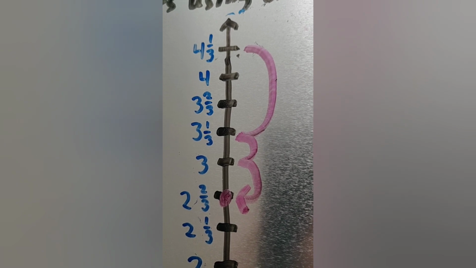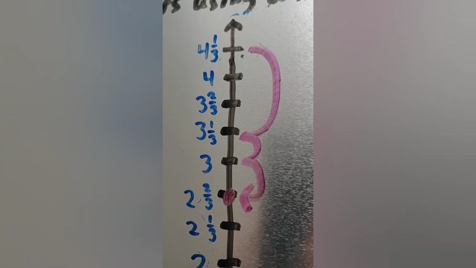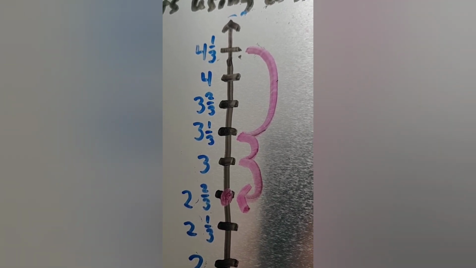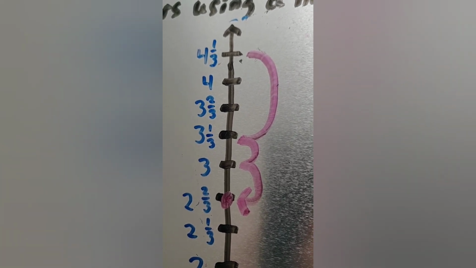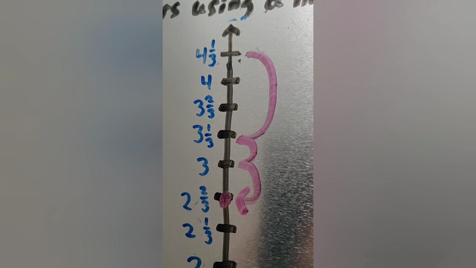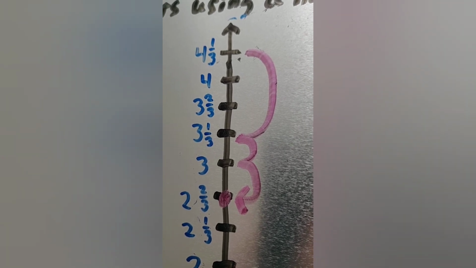And now we just have to subtract another 2/3, or go down another 2/3, or 2 parts on the number line. And this is what that looks like. So we went from 4 1/3, went down 1 whole to 3 1/3. You could see it there. Then we went down 2 more thirds. So from 3 1/3 to 3, and from 3 to 2 2/3.